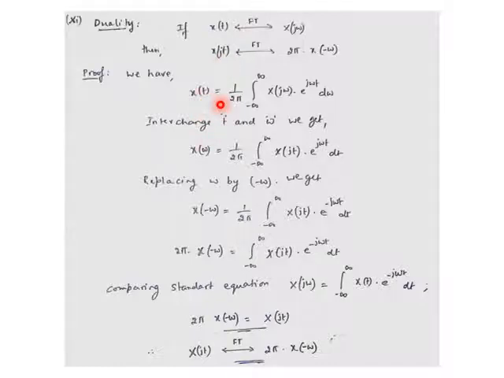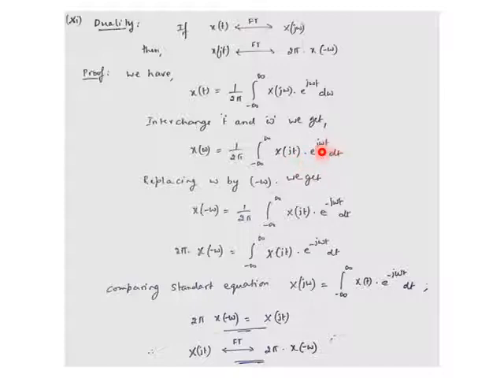So x of t we know, from the inverse Fourier transform, x of t is equal to 1 by 2 pi integration minus infinity to infinity x of j omega into e to the power j omega t d omega. So over here, replace t by omega and omega by t. So interchange t and omega, so that wherever t is there we write omega, and wherever omega is there we write t. So x of omega is equal to 1 by 2 pi integration minus infinity to infinity x of j t into e to the power j t omega.